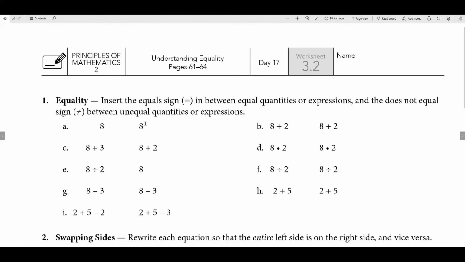Does 8 equal 8? Yes, it does. So you'll put equal here. All right, look at B. Does 8 plus 2 equal 8 plus 2? Yes, it does. So you'll put an equal sign there.